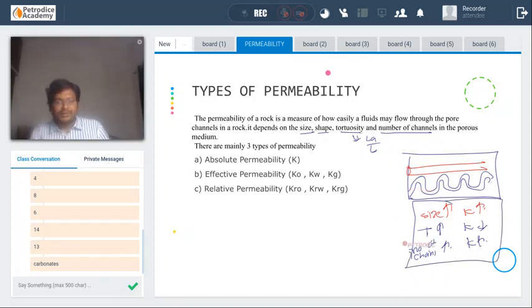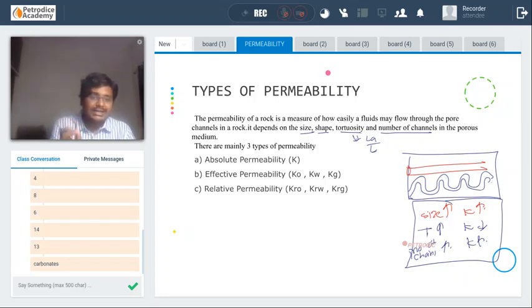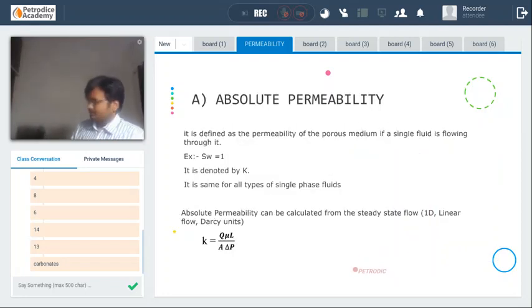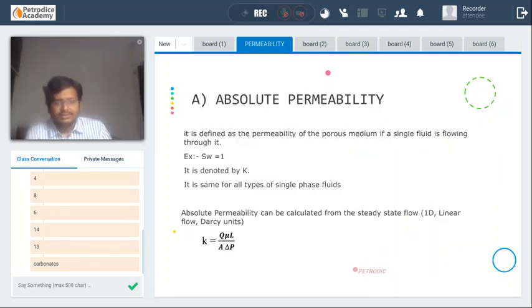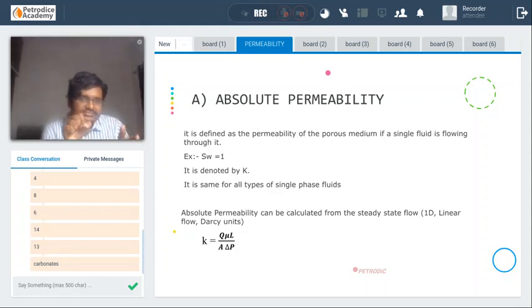So as per these criteria, there are three types of permeability that have been defined: absolute permeability, effective permeability and relative permeability. So first let us write it. The first one is the absolute permeability. Up to now, the things that we have discussed are for the absolute permeability only.